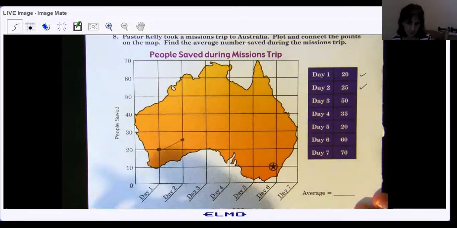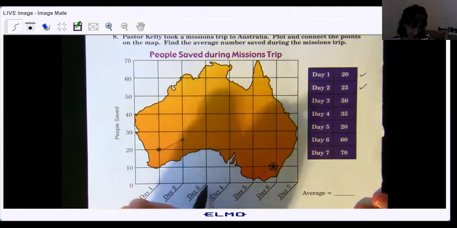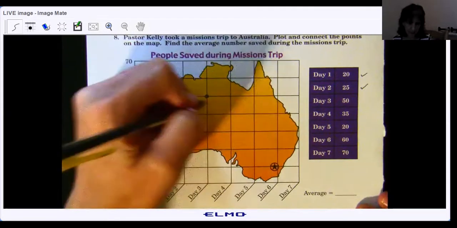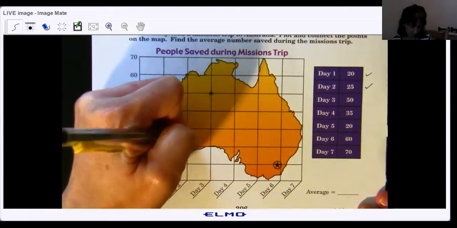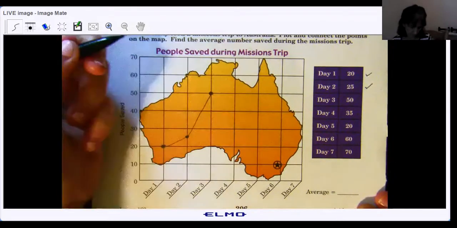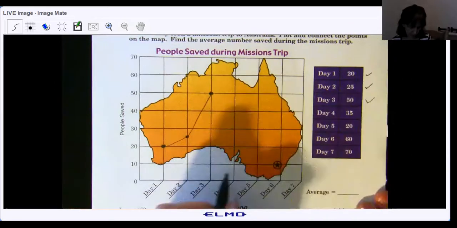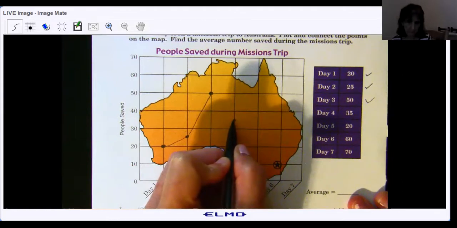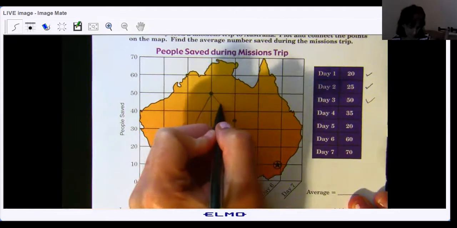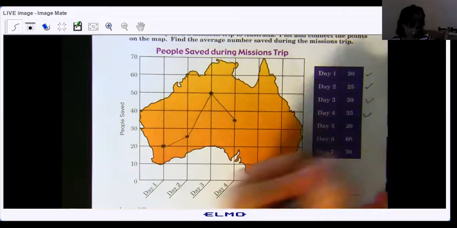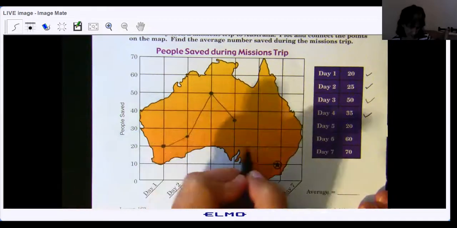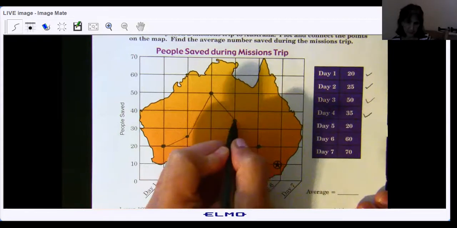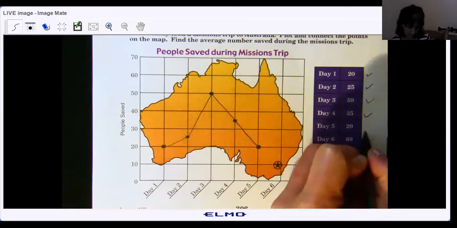Day 3 is 50. Day 3, go to the bottom, day 3, and go up to 50, put a point. Connect your point from the other one. Day 4 is 35. Find day 4 at the bottom, go up, in between 30 and 40 is 35, right in the middle. Connect your points. Day 5 is 20. Go down the bottom to 5. Day 5, go up to 20, put a point. Connect your points.